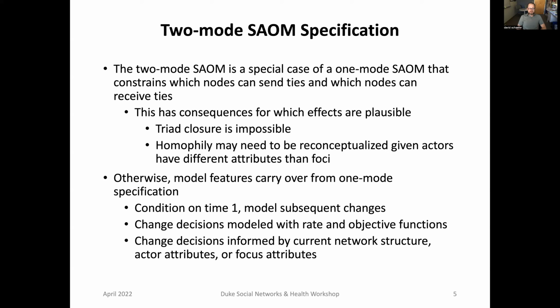So again, thinking about the Southern women and events, what would homophily mean when one node is a woman and one node is a gathering, a party? That doesn't have the same meaning, so we need to reconceptualize what that means. We might have indirect homophily, which I'll talk about, where women join events with other people like themselves. Or we might have some kind of match between a person's characteristics and something about the event itself.